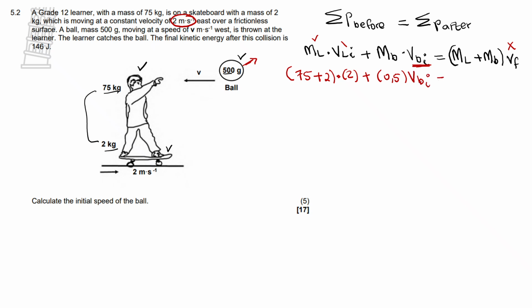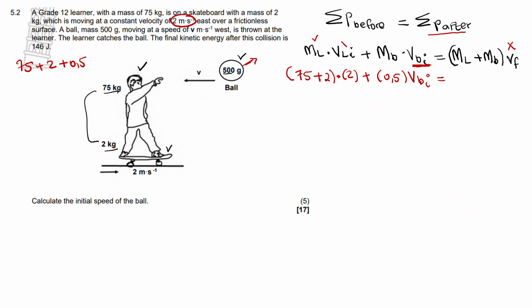Right. This is equal to, now look at this. The mass of the learner, we know that this is after, is going to be 75 plus 2 plus 0.5 after, because they will move at one velocity. So this is going to be 77.5. We already added all three subjects, so this will be 77.5.